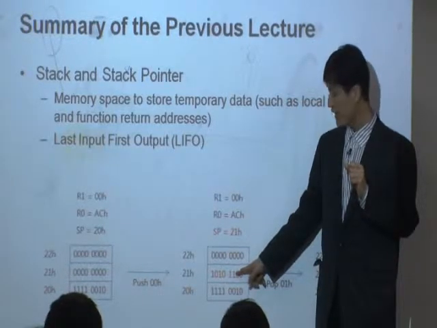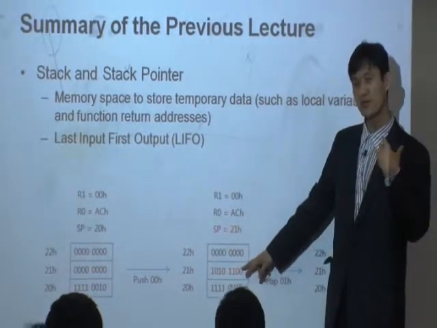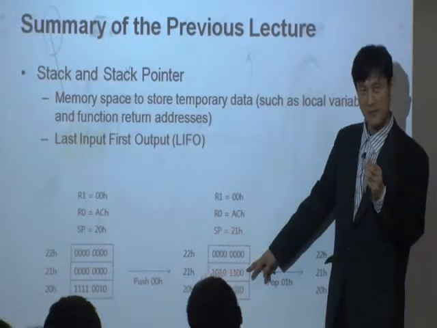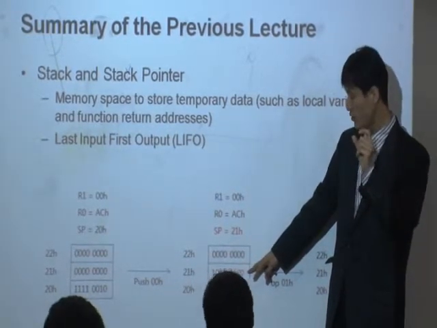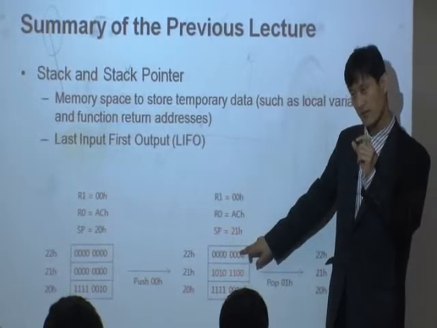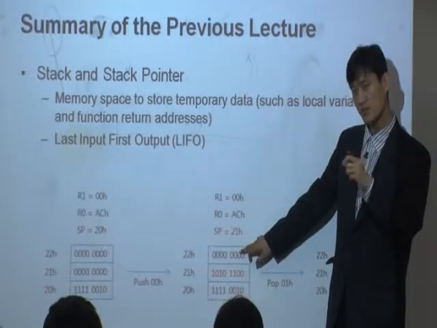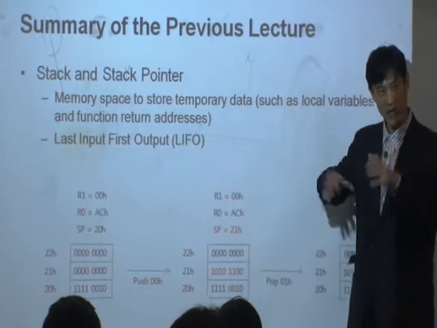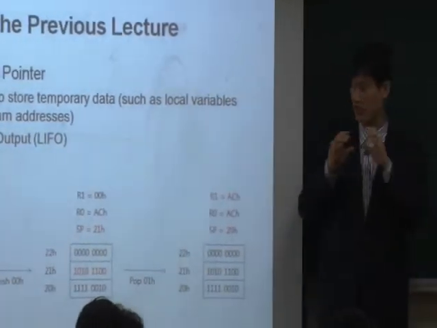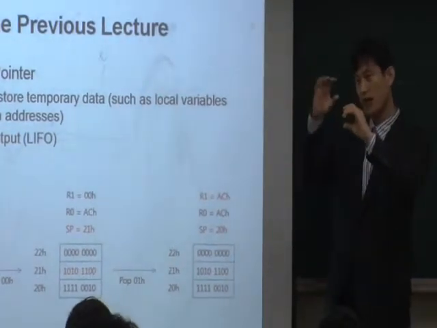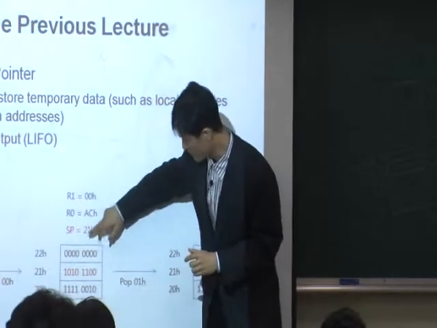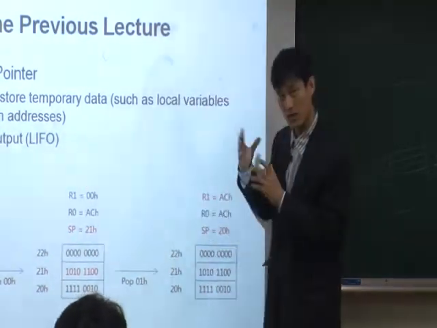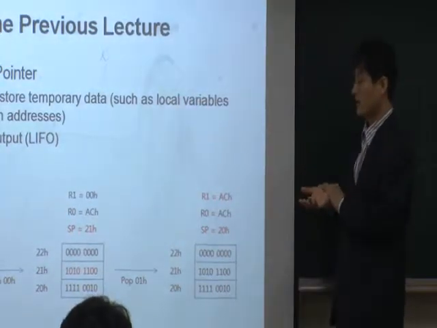Right? And let's say later I want to push another value. Push it one more time. In that case, that new value should go into here, right? And my stack pointer should be incremented to 22. Same way, right? That's how you do it. Every time you do push, the stack pointer is incremented, and the new value goes one on top of another, one by one. That's what happens when you do push.